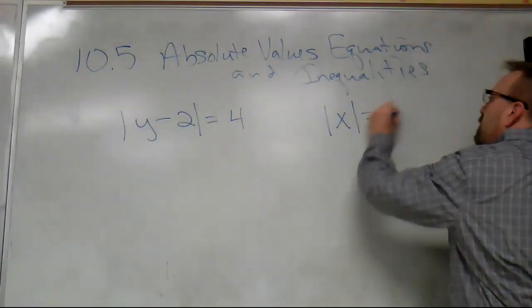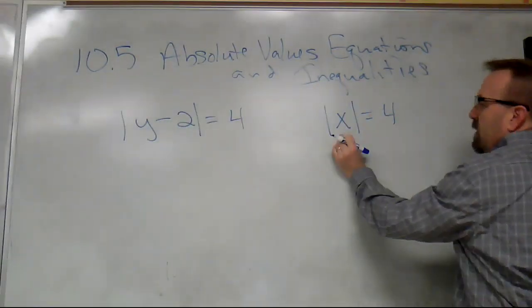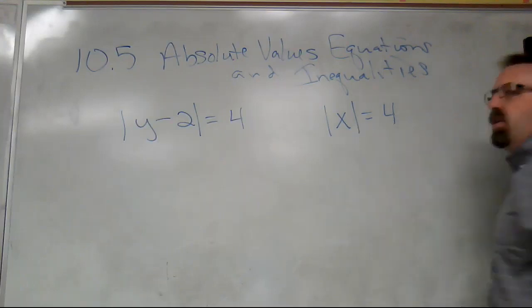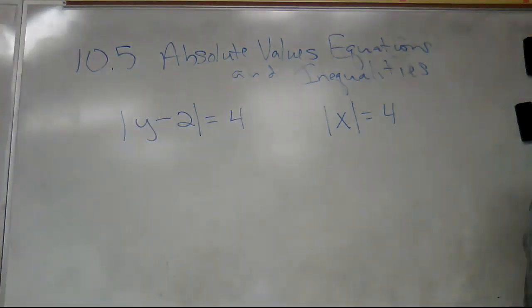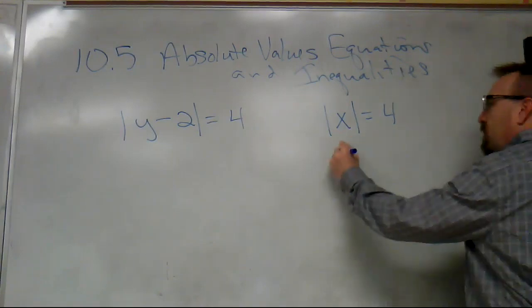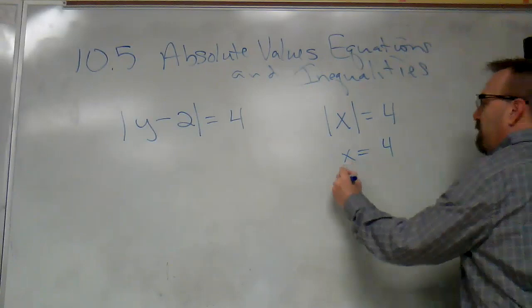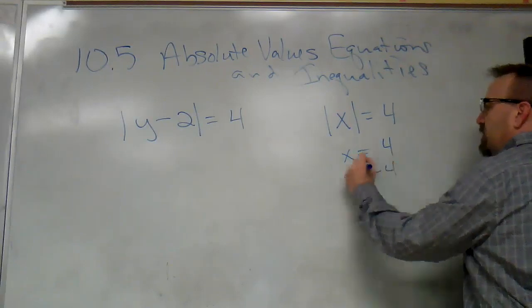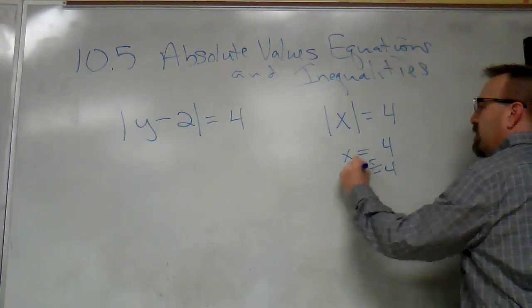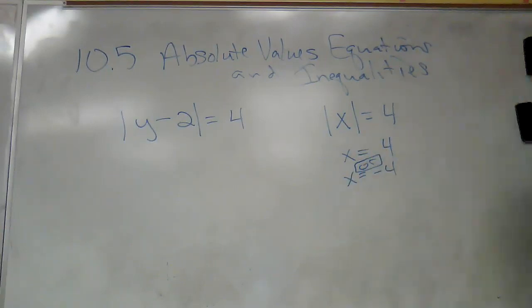Basic one like this. What number is 4 units away from 0? Absolute value, remember, tells you how many units. So it could be 4. Is there a number that's 4 units from 0? -4. So on most of these, we are going to get 2 answers. It goes back to that word "or" from yesterday.